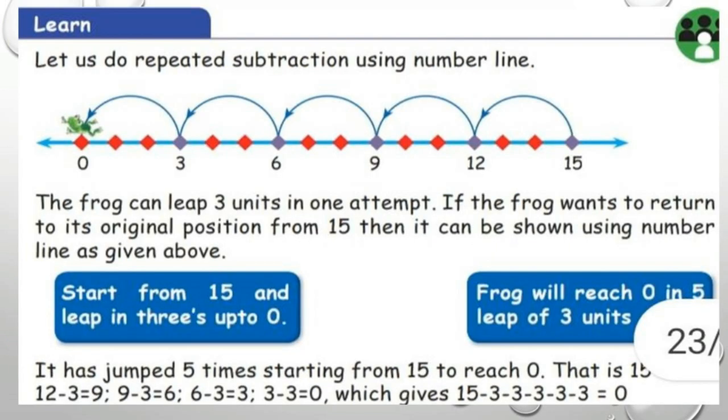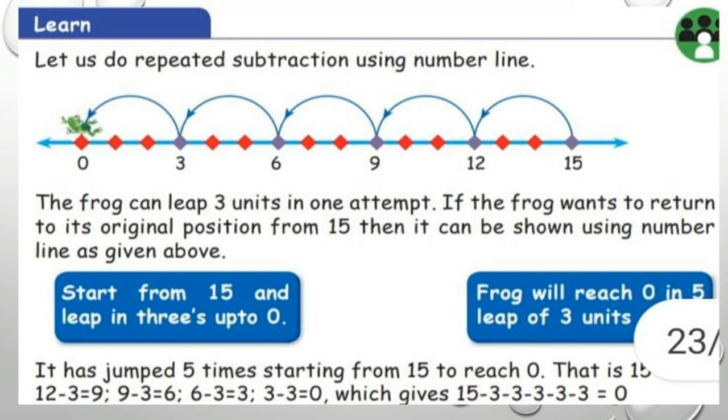Let us do repeated subtraction using number line. The frog can leap 3 units in one attempt. If the frog wants to return to its original position from 15, then it can be shown using number line as given below. Start from 15 and leap in 3s up to 0. Frog will reach 0 in 5 leaps of 3 units each. It has jumped 5 times starting from 15 to reach 0.